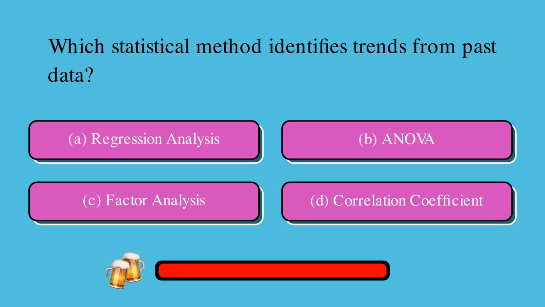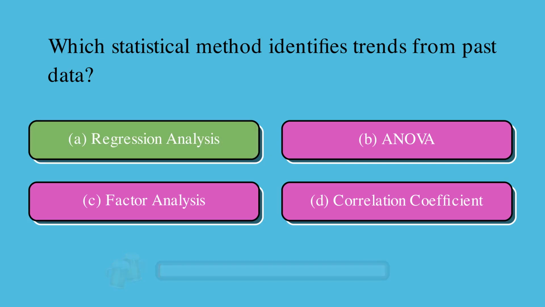Which statistical method identifies trends from past data? Is it A, regression analysis, B, ANOVA, C, factor analysis, or D, correlation coefficient? The correct answer is A, regression analysis.